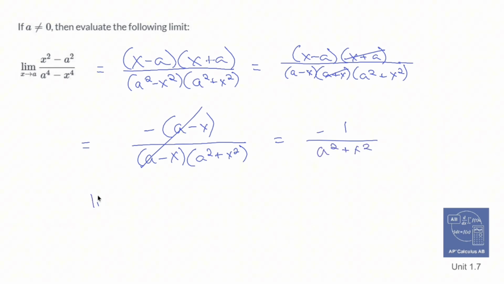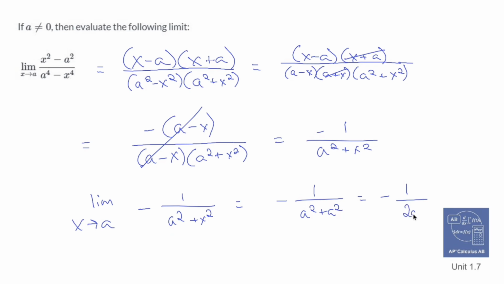Now if I take the limit as x approaches a, bring that negative out front of 1 over a squared plus x squared, that gets me negative 1 over a squared plus a squared, which is negative 1 over 2a squared. Very bizarre problem. But yeah, that's how you would do it.